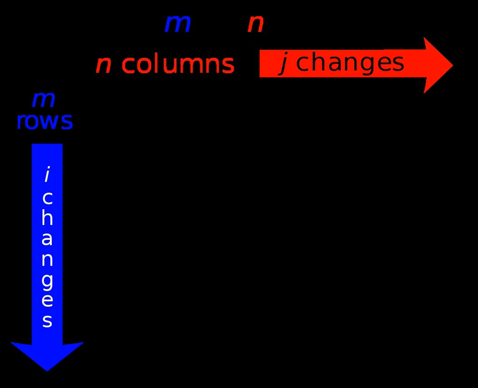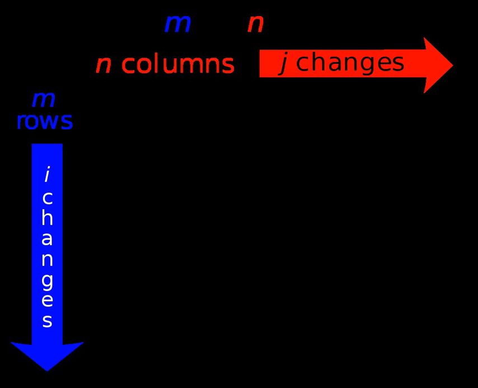Topic: Main operations. Topic: Trace. The trace tr of a square matrix A is the sum of its diagonal entries. While matrix multiplication is not commutative as mentioned above, the trace of the product of two matrices is independent of the order of the factors.